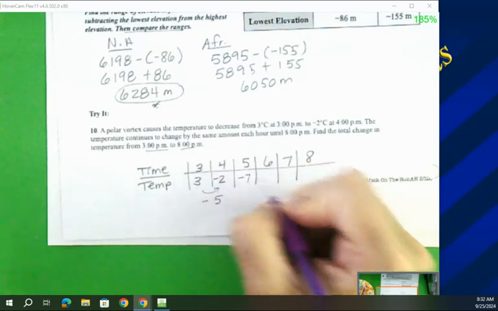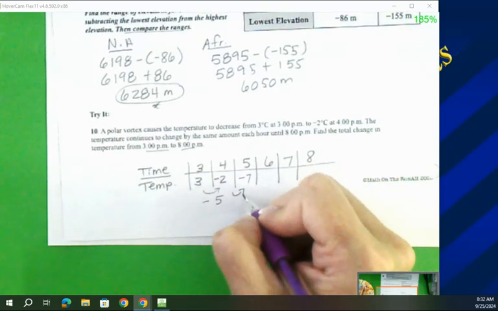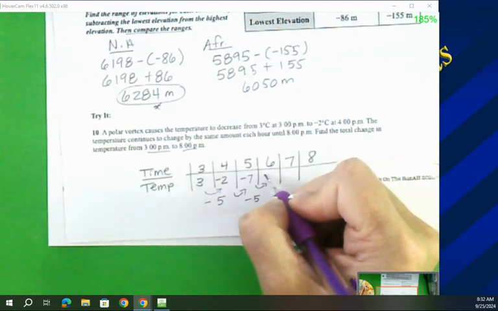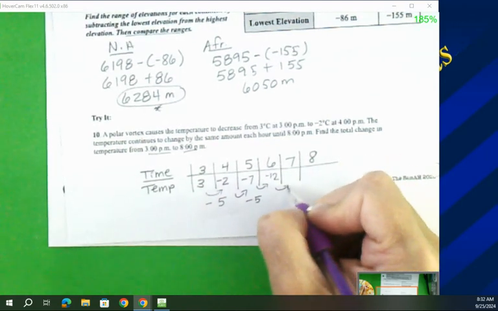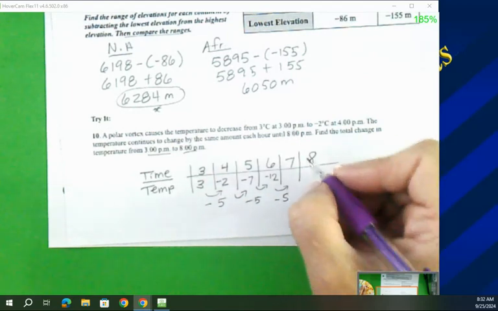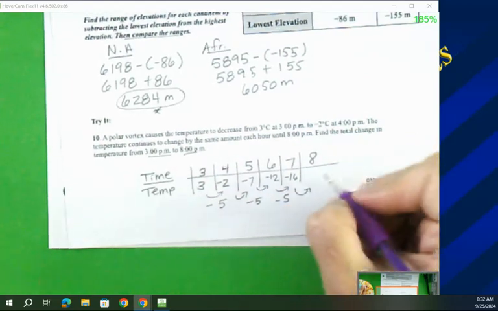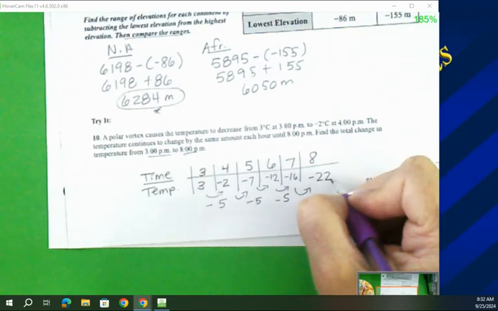So then we're going to have negative 7, minus 5 degrees. We're going to be at negative 12, minus another 5 degrees. We're going to be at negative 17. And then by 8 p.m., we're going to be at negative 22.